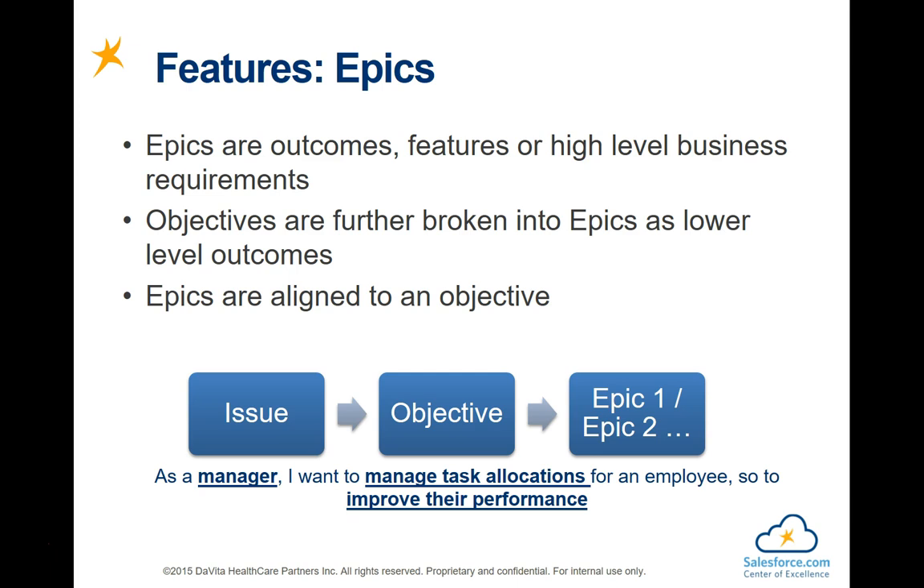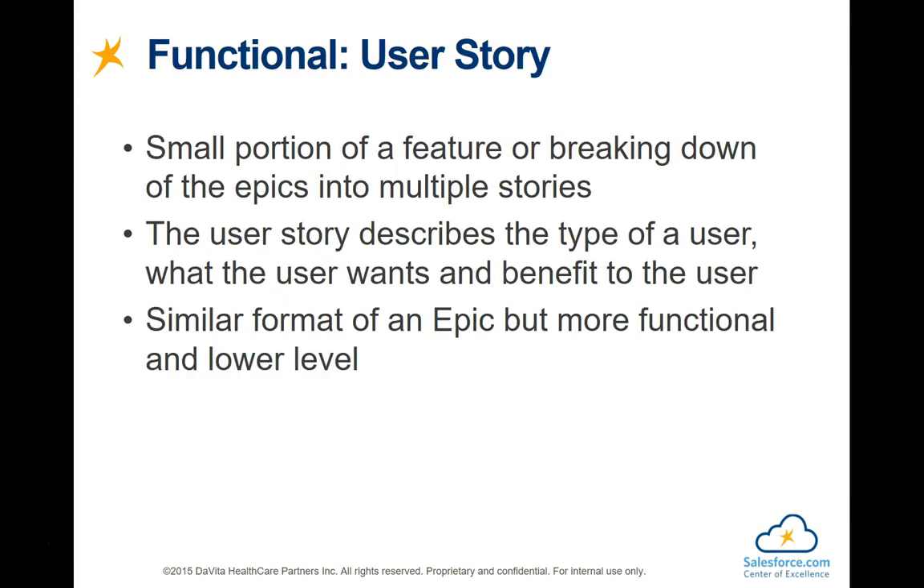So once we have done with the epics, then with the help of the business stakeholders, we start writing what we call user stories. So again, as I explained before, outcomes can be looked at from a high-level view, which we call objectives, into the next level of detail, which are epics. And for each epic, there can be multiple user stories. So user stories are also outcomes, but they are more functional in nature.